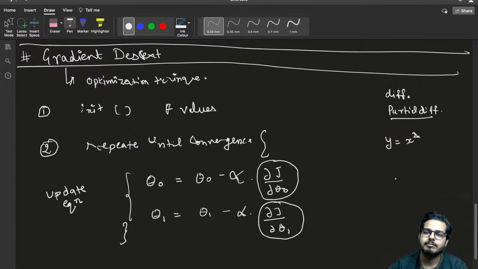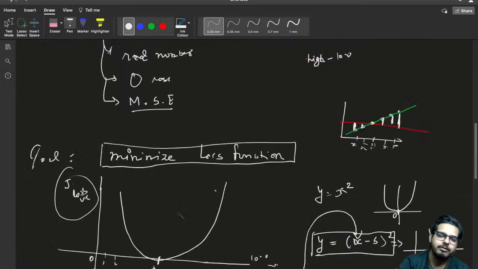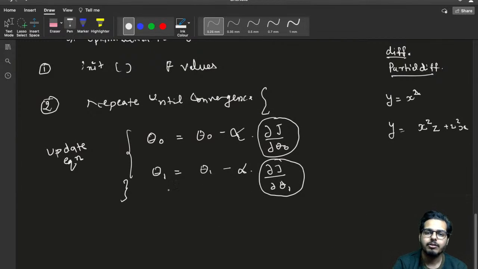That's correct, Vidyarth. Let's suppose you have a function y is equal to x square z plus z square x, and here x and z both are independent variables, not constants. Don't think that z is a constant. If z would have been a constant, you simply take the derivative, it's normal differentiation, not the partial one. So you take the partial differentiation when you have two different variables, and right now in our case we have two different variables. Do you know what those are? One is theta naught and the second one is theta 1. That's why we take the partial differentiation and not just the normal differentiation. Okay, so let's move forward.